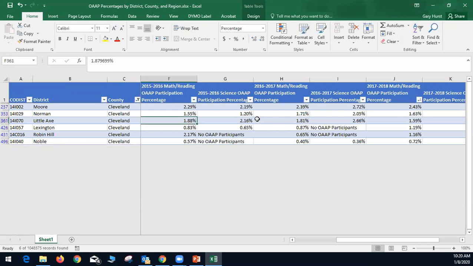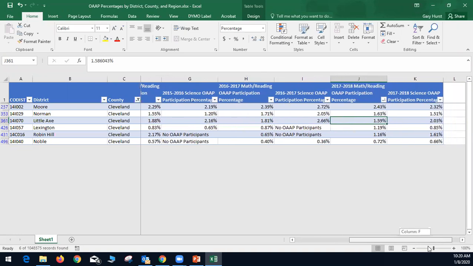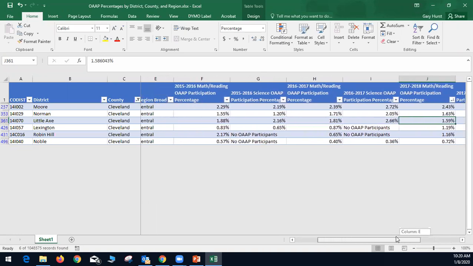So 15, 16 math and reading, 16, 17 math and reading, 17, 18. So for example, this district, it looks like they've gone down for math and reading.